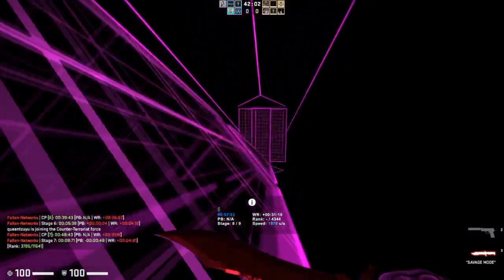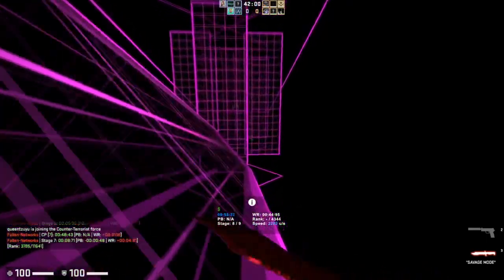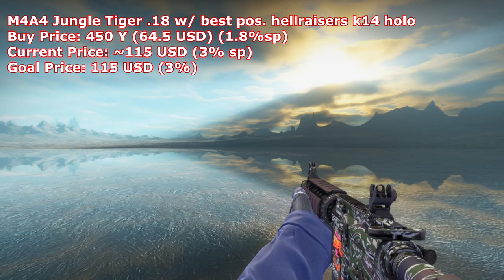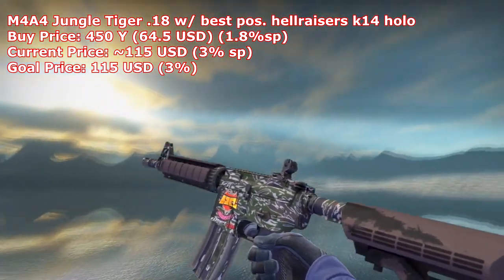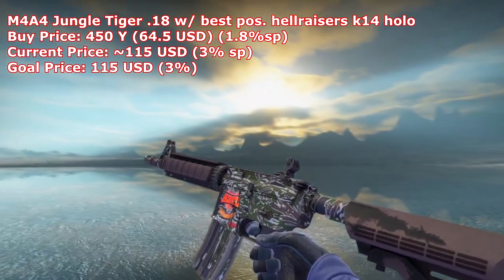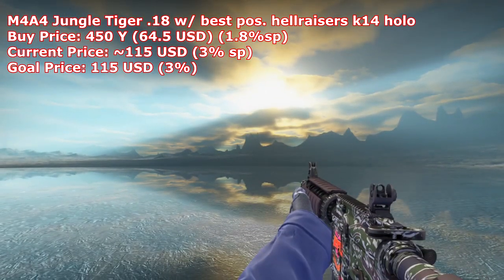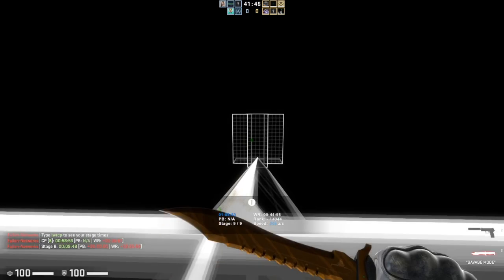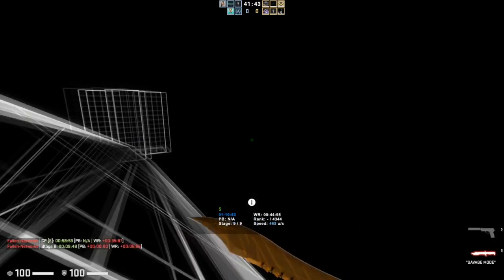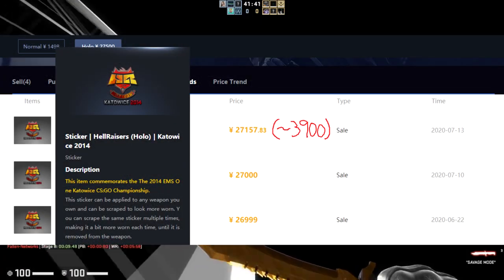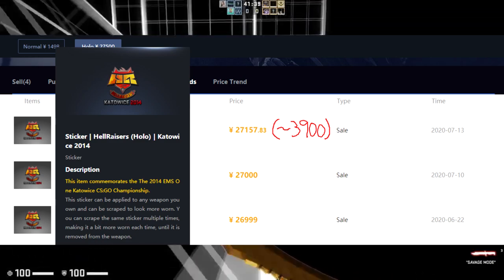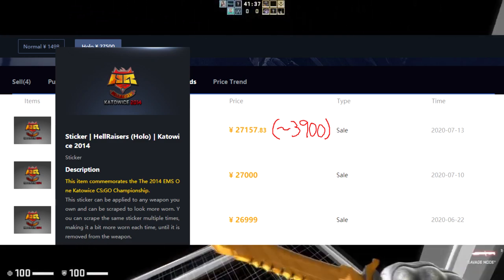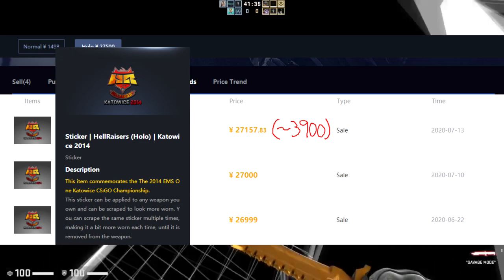Now guys, moving on to the second pickup for this video, it's going to be the M4A4 Jungle Tiger with a pretty good float and field tested condition, and it actually has a Hellraiser's Katowice 2014 holo on the mag. I think one beneficial thing here is the fact that Katowice 2014 items are so expensive that they aren't really going to be affected by manipulation or hype in the marketplace, just because people can't really buy them up like crazy. So one good thing about this is that it actually hasn't really been affected by this recent change in the markets, and it's actually going to be a solid item to pick up because of that.